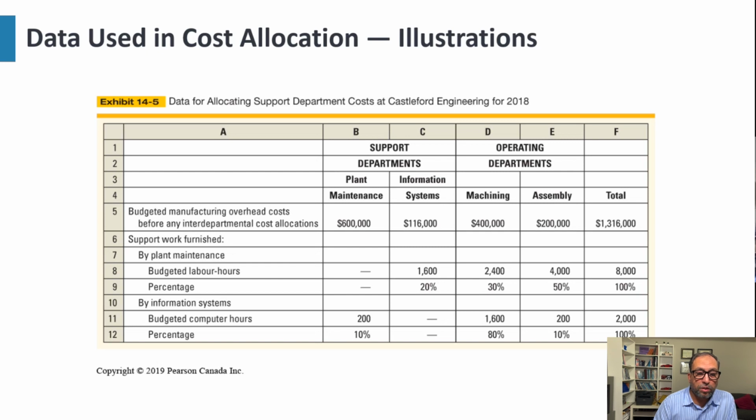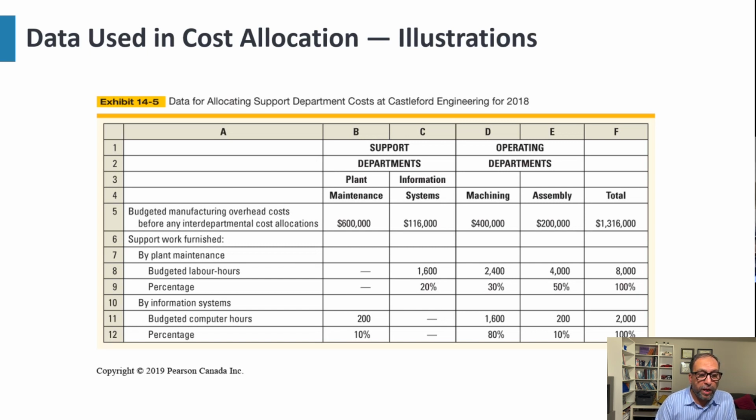The other information given is the budgeted labor hours that we want to use: 1,600 labor hours for information systems department, machining 2,400 labor hours, assembly 4,000 labor hours, and in this way we have 8,000 labor hours. The other information is that the services provided by the plant maintenance department are 20% to information systems, 30% to the machining department, and 50% to the assembly department. So it's all together. Now this is for plant maintenance.